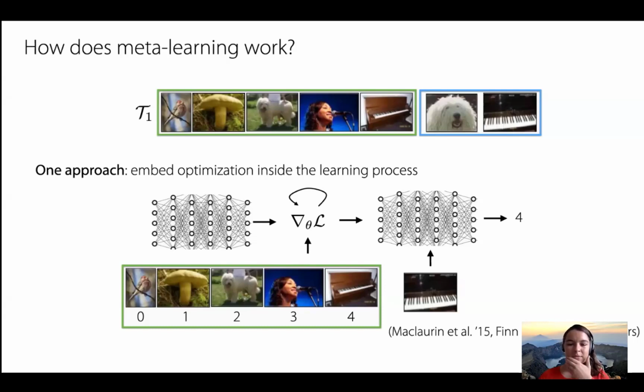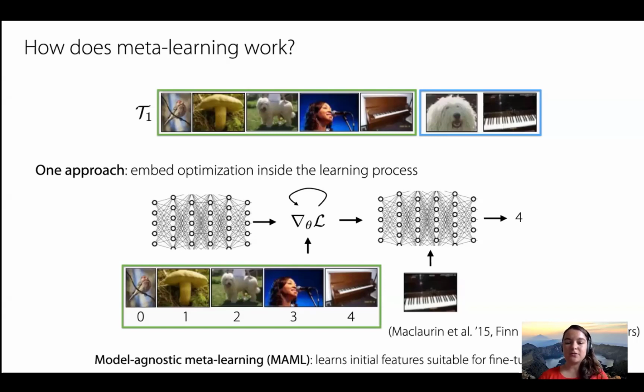And one algorithm that I developed back in 2017 is model-agnostic meta-learning. What this algorithm does is that it learns a set of initial features that are particularly well suited for fine-tuning with small amounts of data, such that with one or a few gradient steps, you can generalize effectively.